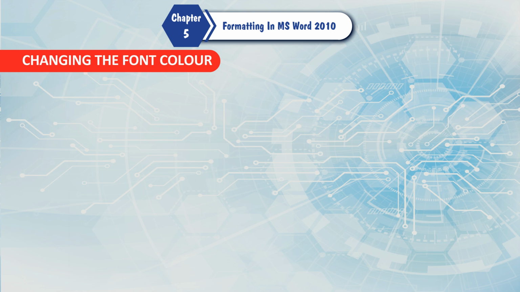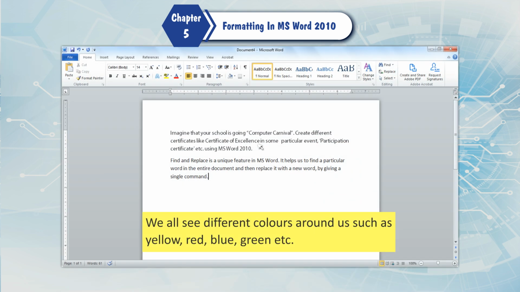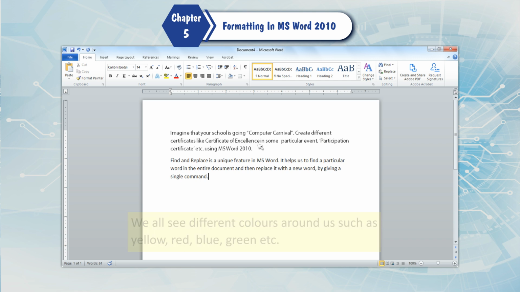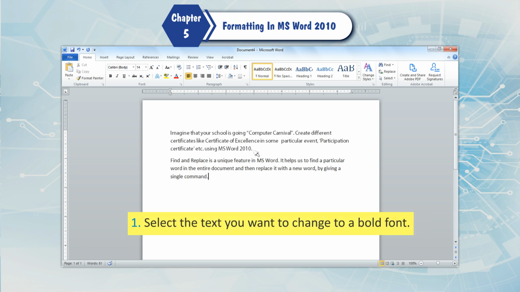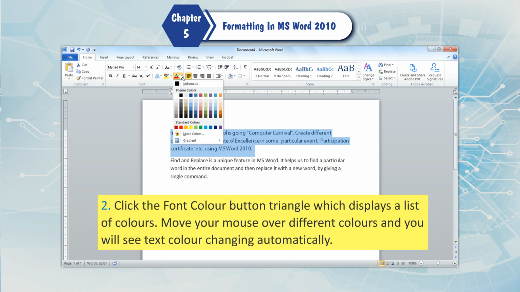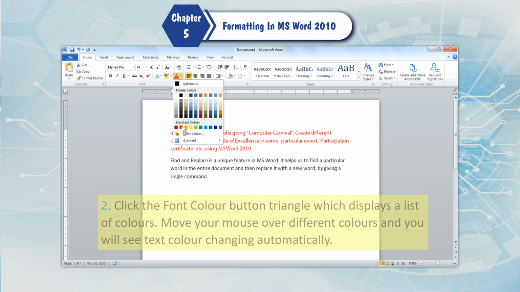Changing the font color. We all see different colors around us such as yellow, red, blue, green, etc. We can also use these colors in our documents. Look at the following steps for changing the font color. Select the text you want to change to a bold font. Click the Font Color button triangle, which displays a list of colors. Move your mouse over different colors and you will see the text color changing automatically.